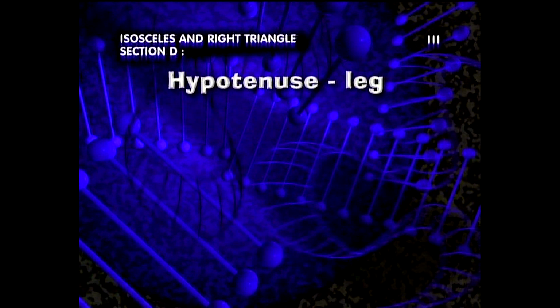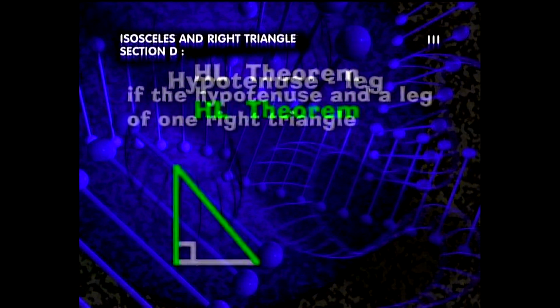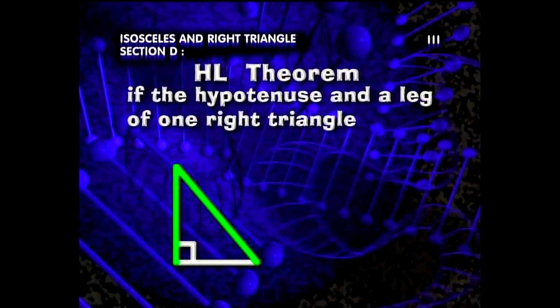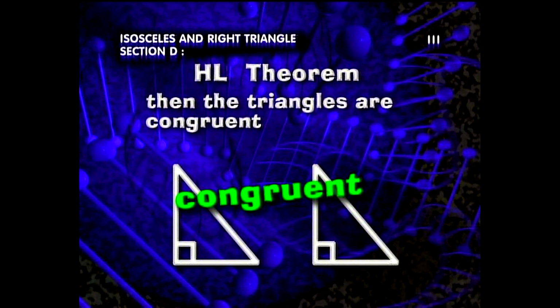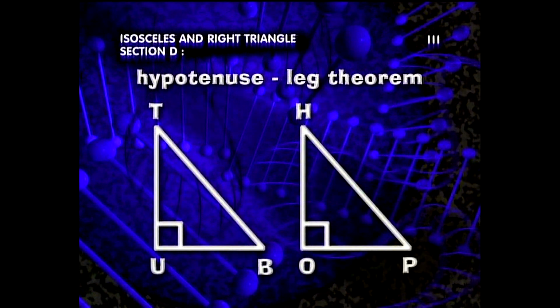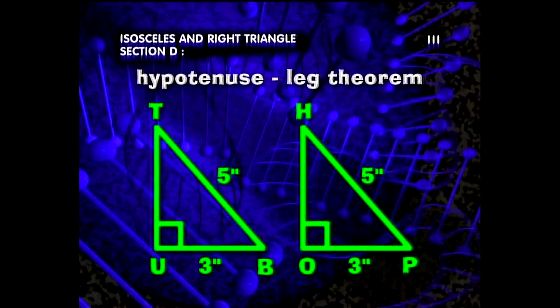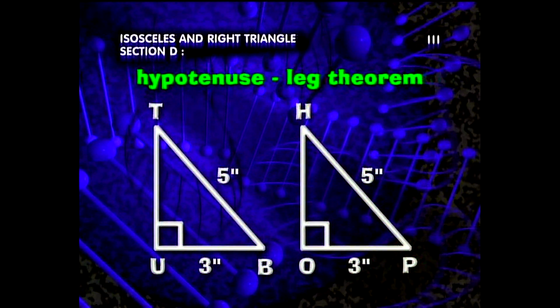So, the hypotenuse leg, or HL theorem, states that if the hypotenuse and leg of one right triangle are congruent to the hypotenuse and a leg of another right triangle, then the two right triangles are congruent. So let's consider the hypotenuse leg theorem with right triangles TUB and HOP here. We know that their hypotenuses are both 5 inches, and they each have a leg that is 3 inches. So, because they're right triangles, they're congruent because of the hypotenuse leg theorem.